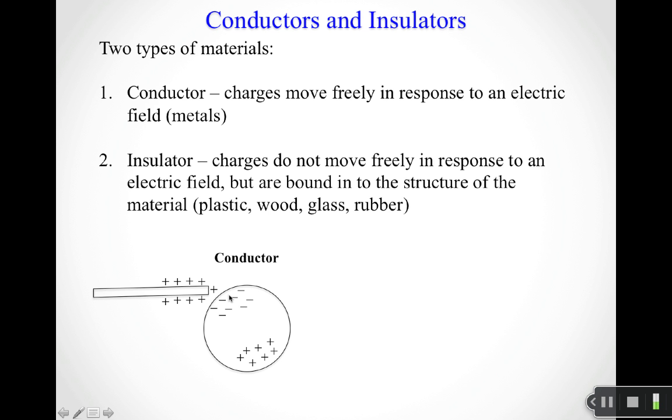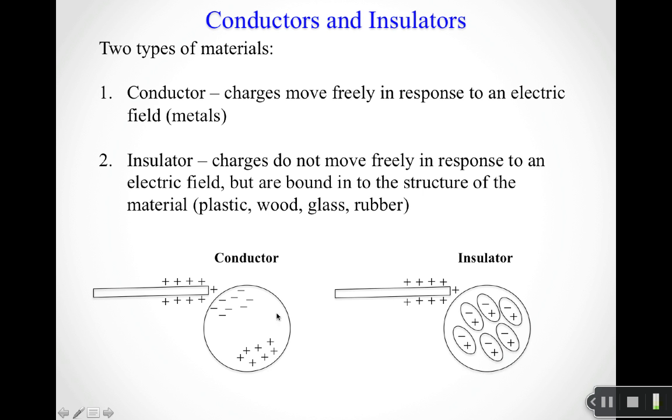which gives you an excess amount of negative charge over here and an absence of negative charge over here. So you end up with a negatively charged side of the conductor where all these free electrons have gathered in response to the positive rod, and then a positive side of the conductor where all the free electrons have left.